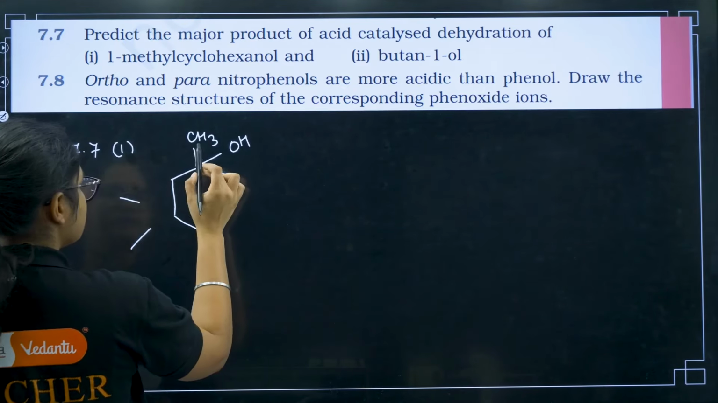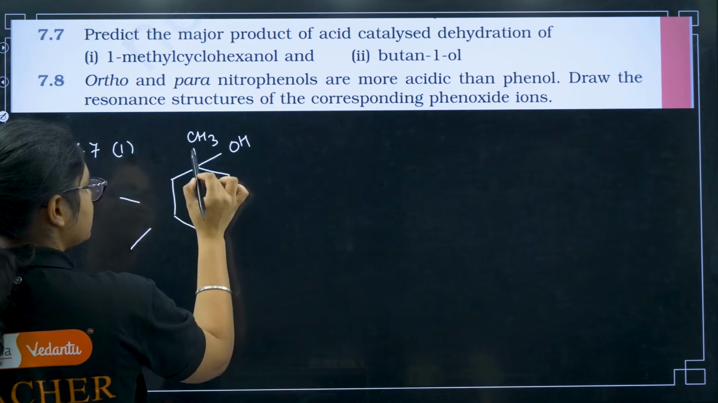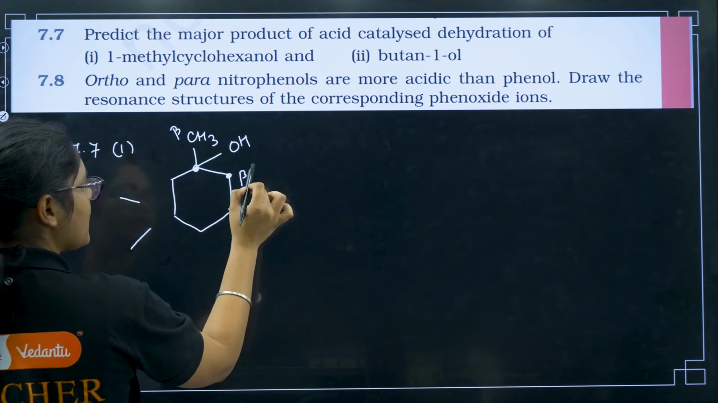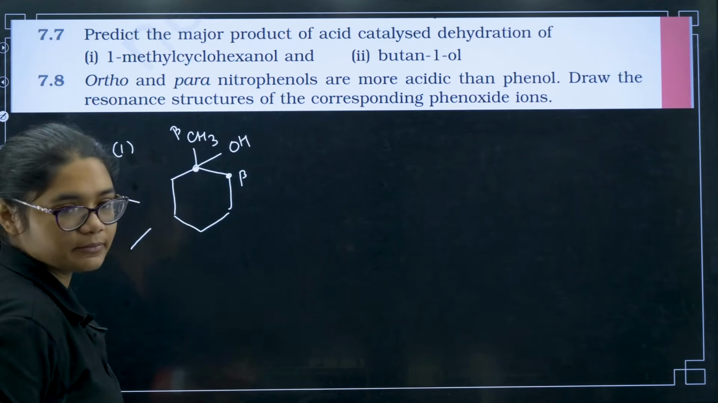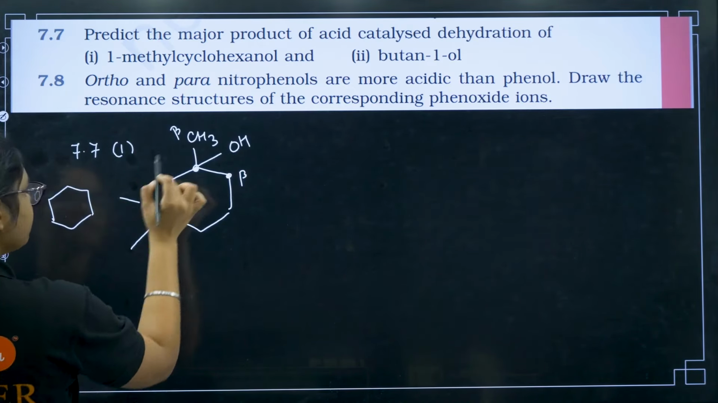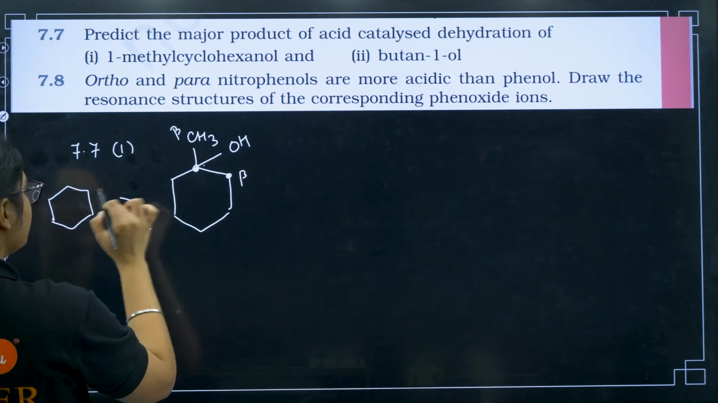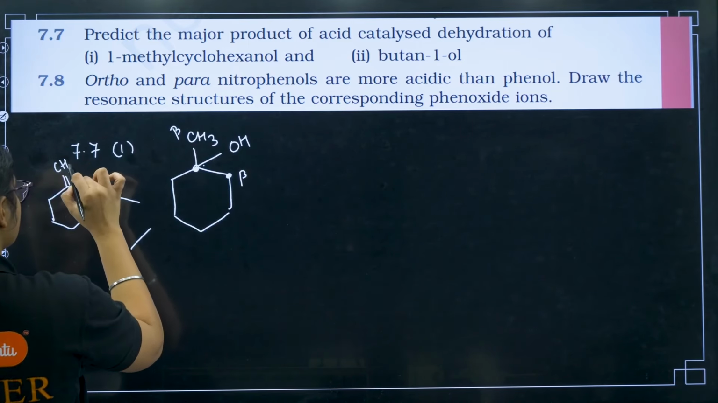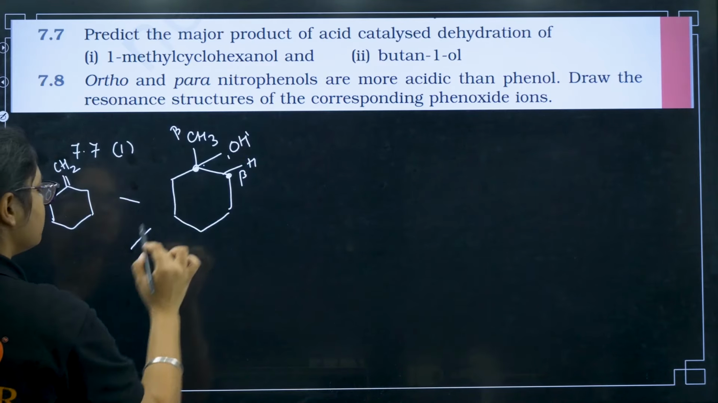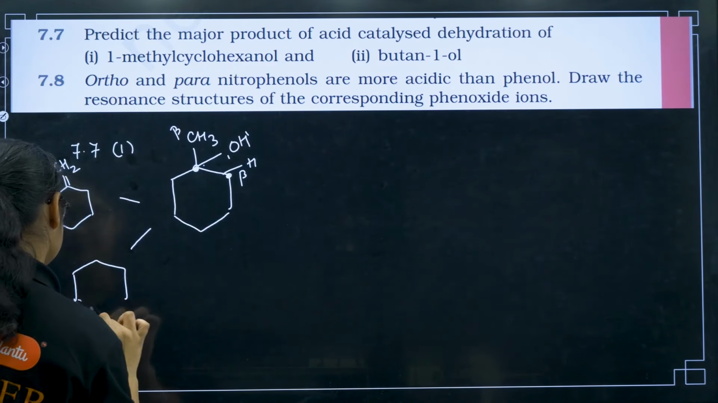So see, this is carbon, right? This is a beta carbon, and this is also a beta carbon. So from the beta carbon H will be removed and OH will be removed. So we can have one product like this. If I remove one H and OH from here, I will get a product like this. Okay, this is one possibility. And if this H and OH are removed, we will get a product like this.